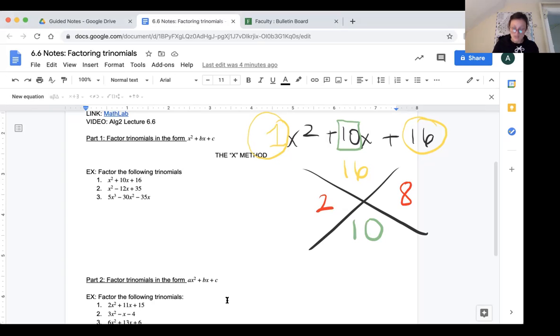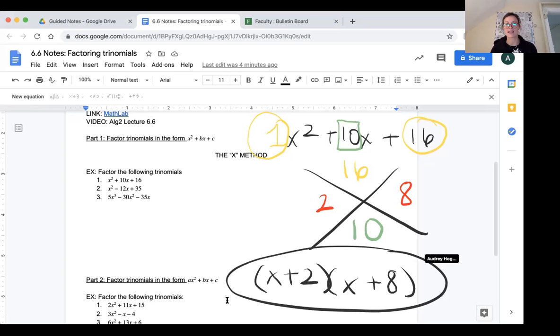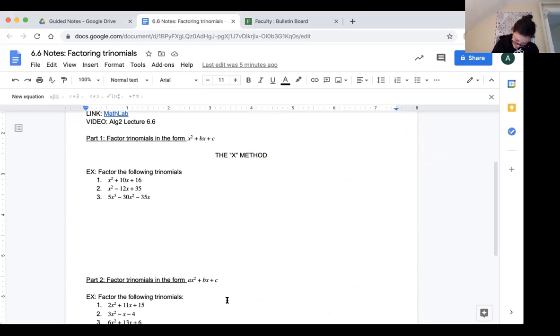And then from there, to write this in a factored form, I'm going to put x plus 2 times x plus 8. And that's literally it. This was a very straightforward example. We got our factors nice and easy, but they will get a little bit more complicated. But this is just to get the x method down. And if we want to check our answer, we can again FOIL it out. x squared plus 8x plus 2x plus 16 is equal to x squared plus 10x plus 16, which is what we started with.